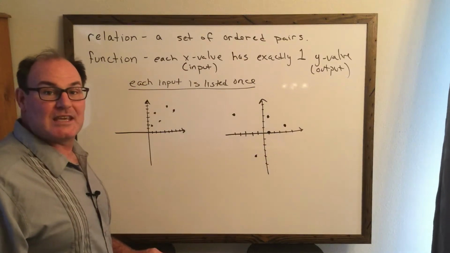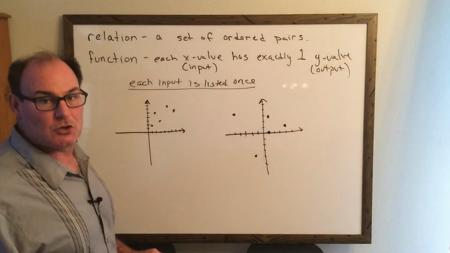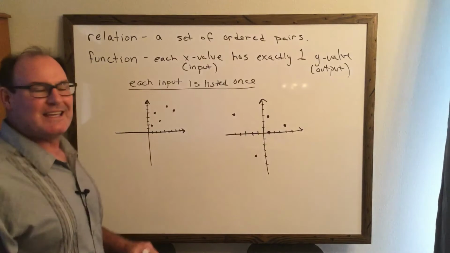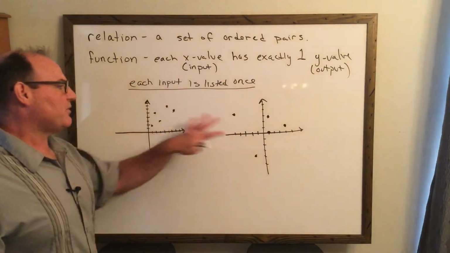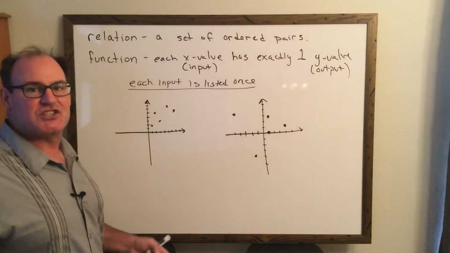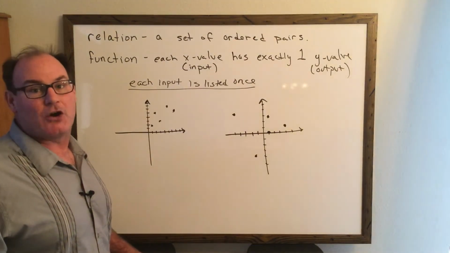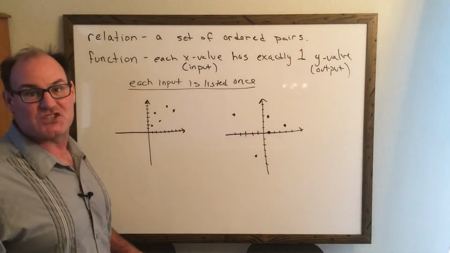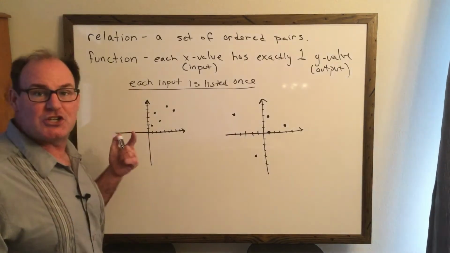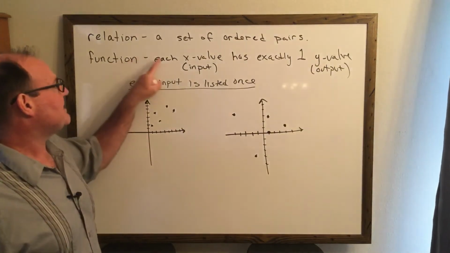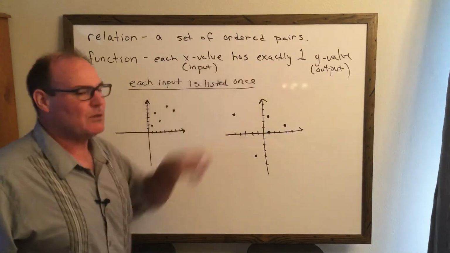Another way that you see relations presented to you, and maybe the most common way, is as a graph. So these first two graphs here are just displays of individual points, and we're going to ask ourselves, are each of these functions, yes or no? So I've left the definition of a function: a function means each x value has exactly one y value.